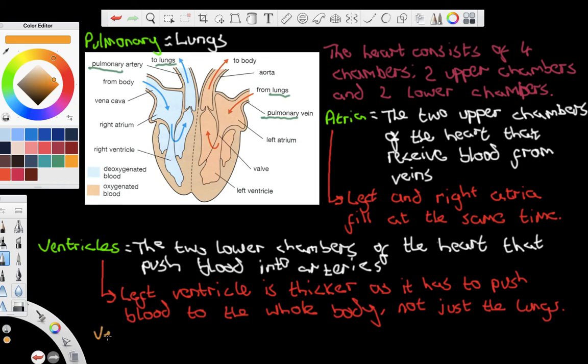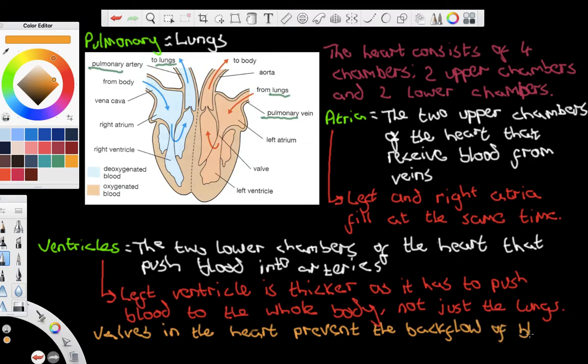So we can say valves in the heart prevent the backflow of blood. So once blood goes through these valves from the atria into the ventricles, it can't go back. The valves close, preventing the blood from going back. Exactly like we spoke about valves in veins in the previous lesson.